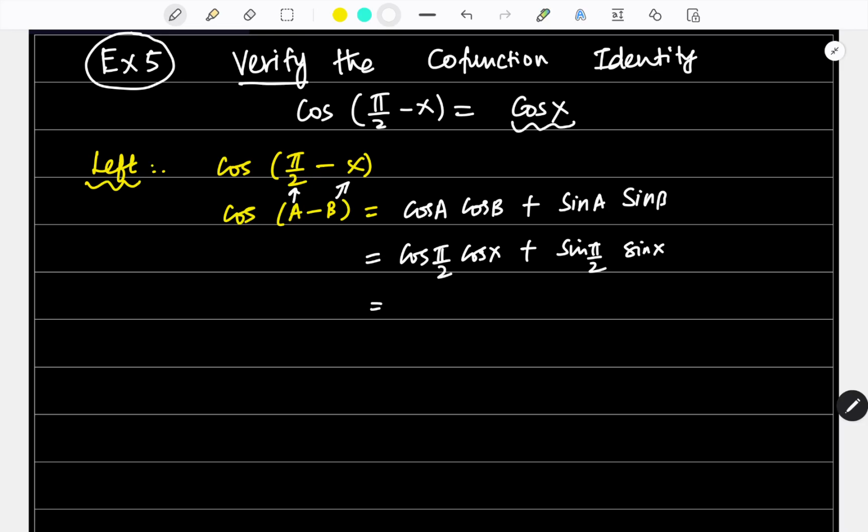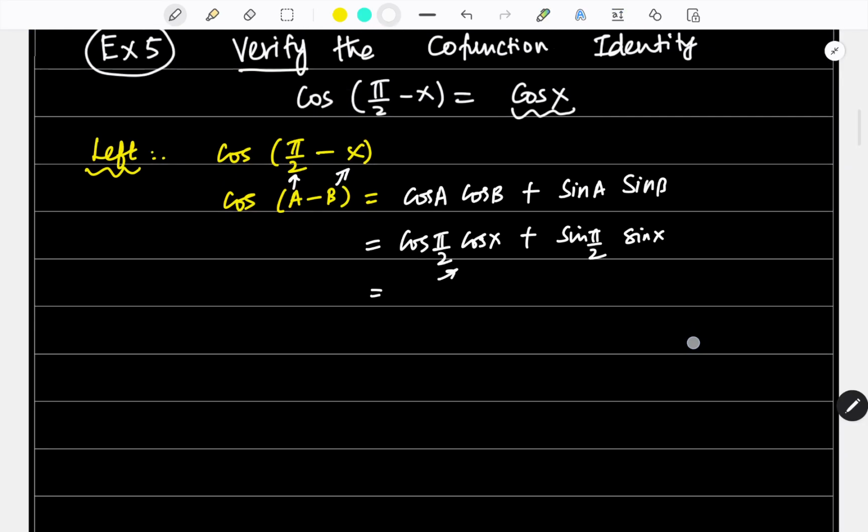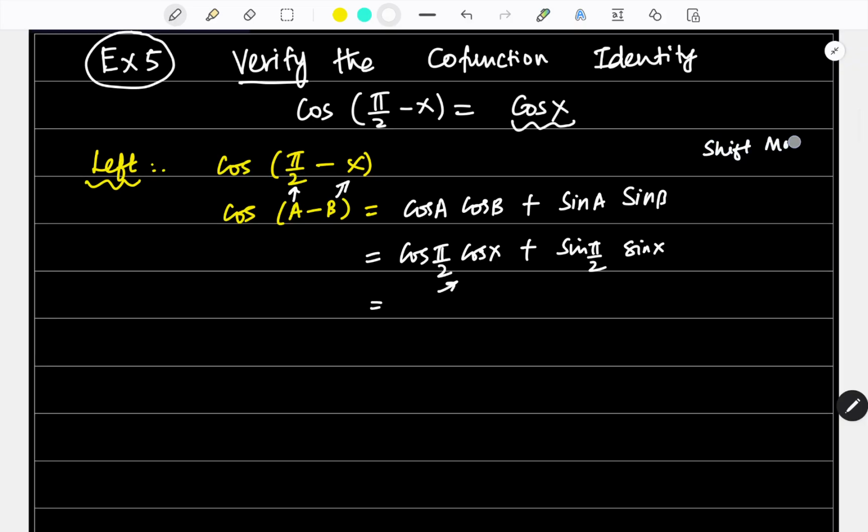You go to the calculator, there is a pi coming. Please choose radian mode. How to choose radian mode? Shift mode and then 4. If you press 4, radian mode will come. So press cosine, fraction mode, shift pi over 2. What is cosine pi by 2? It is 0. And press sine pi over 2. This value is 1 in the calculator. So this is equal to 0 multiplied by cosine x plus 1 multiplied by sine x. The cosine x term is 0 and this becomes sine x.